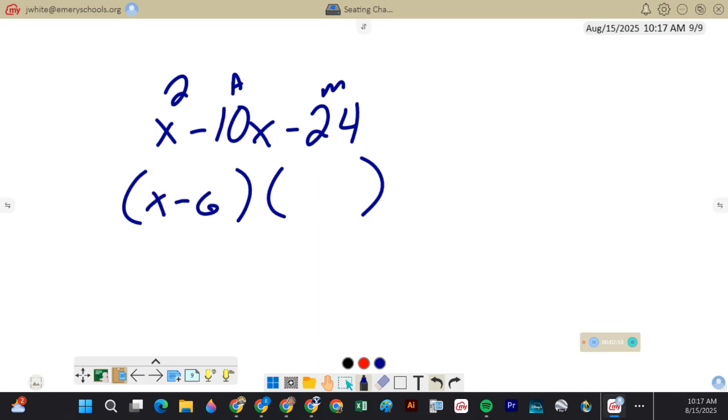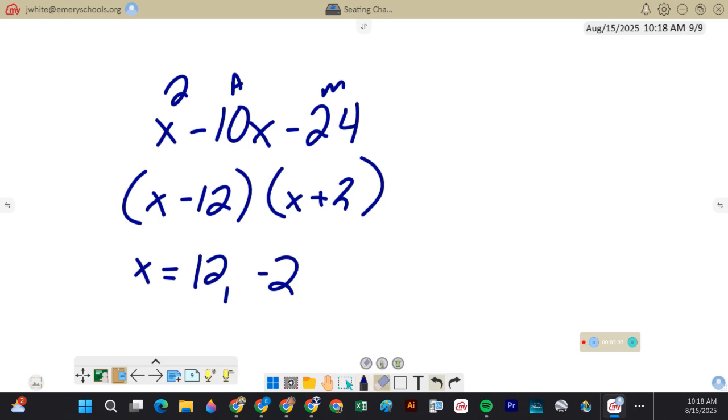What if I tried this? Does that work? Why not? They don't multiply to be negative 24. So sometimes there are answers that appear to be correct, but in this case, those don't work. All right. So what are the two numbers? Negative 12 and positive 2. So x is equal to 12 and negative 2. Okay.